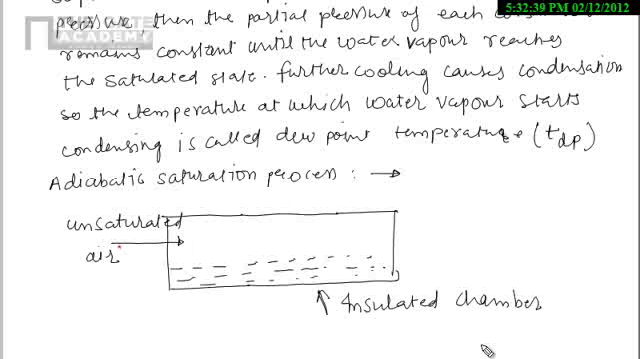So the unsaturated air passes over this water, the water vaporizes, and this water vapor goes along with the air, and the air at this end will be saturated air. We call this the adiabatic saturation process because we are getting saturated air adiabatically. Now we will plot this process on the TS diagram.